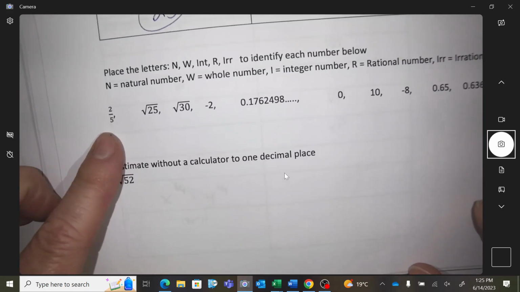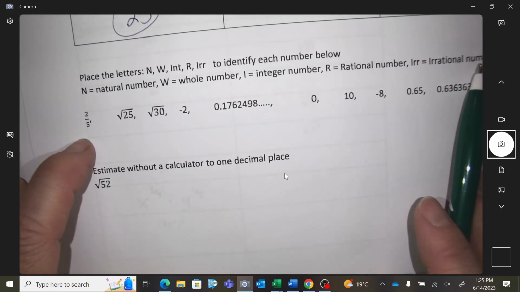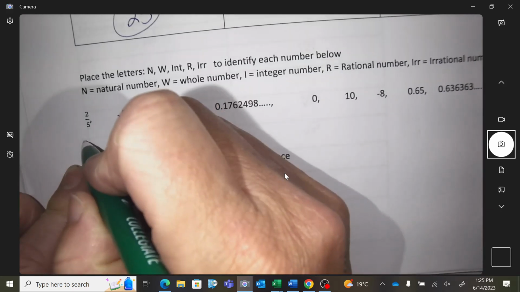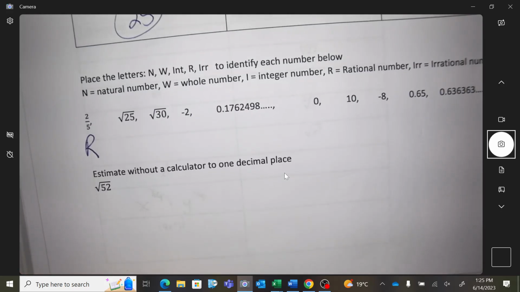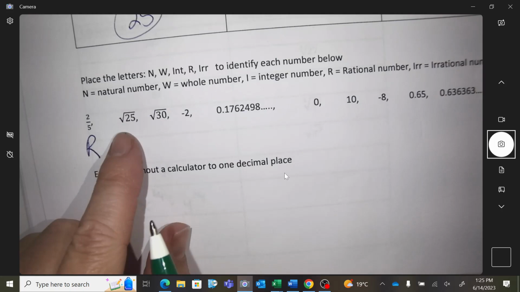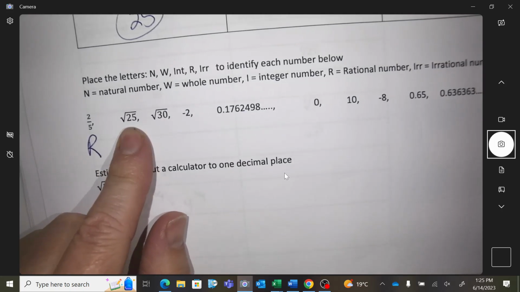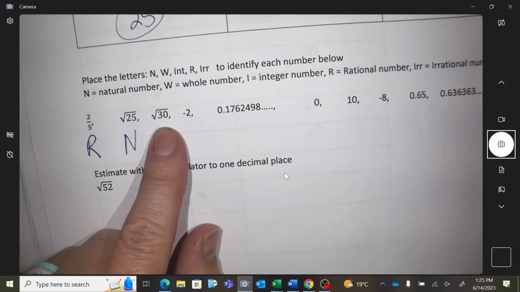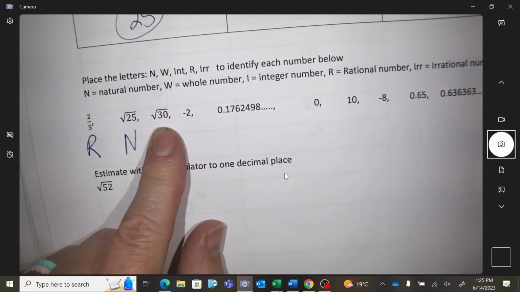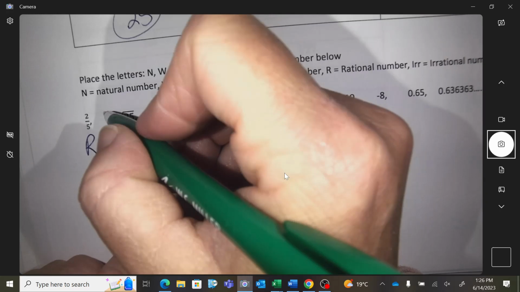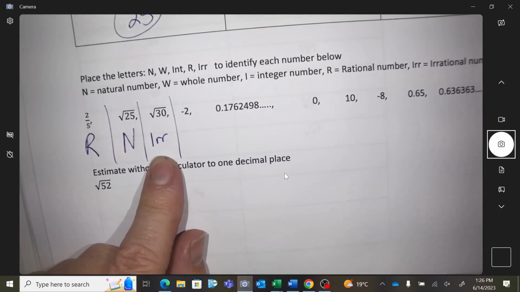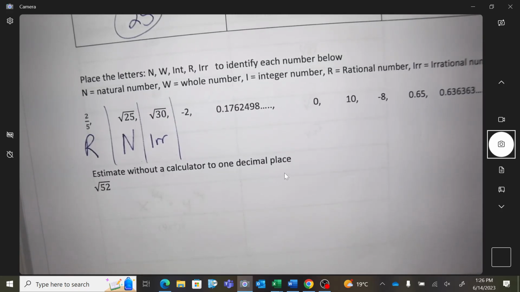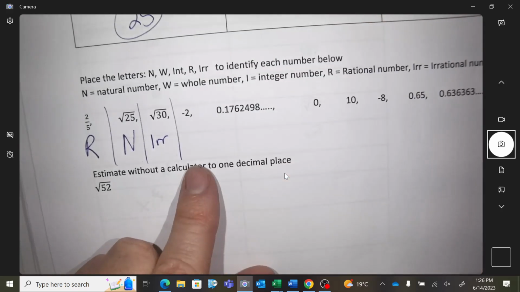Okay, so 2/5 would be which one? Rational. The square root of 25 is 5. So 5 is natural. The square root of 30. Ooh, I don't think we can do the square root of 30 as a perfect amount, right? So any square root that's not one of the perfect ones is irrational. Okay, square roots that aren't your 36, 25, those ones, any other square root is irrational because it's a decimal that will just carry on.